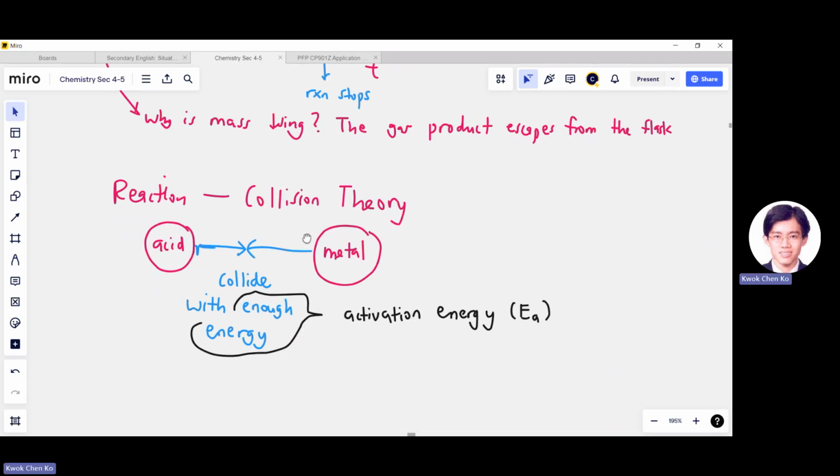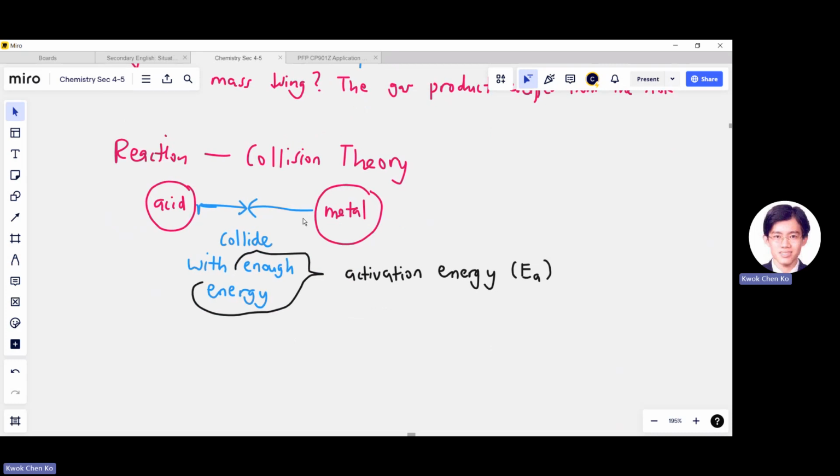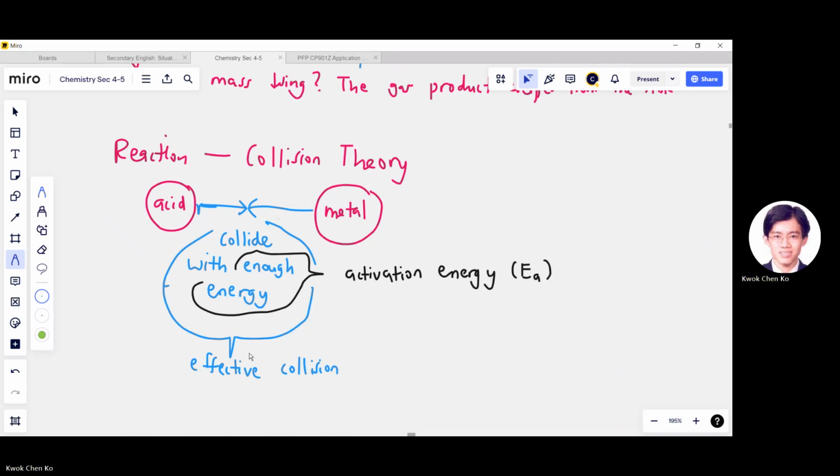Just to add more things for you to remember. They find that writing "collide with enough energy" quite cumbersome, so they shorten this. They call this an effective collision. You have fewer letters. I'd rather write something simple than memorize something. So it's called an effective collision.